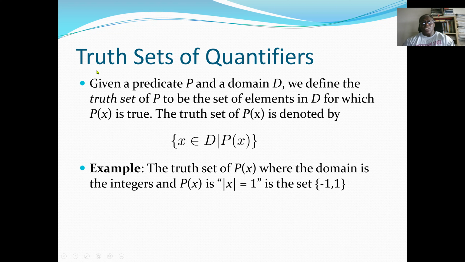We can also have a set defined by a predicate. Given a predicate P and a domain D, we define the truth set of P to be the set of elements in D for which P(x) is true. This is denoted by {x belongs to D | P(x)}. An example is the truth set of P(x), where the domain is the integers, and P(x) is that the absolute value of x is at most 1. So the set is {-1, 0, 1}.